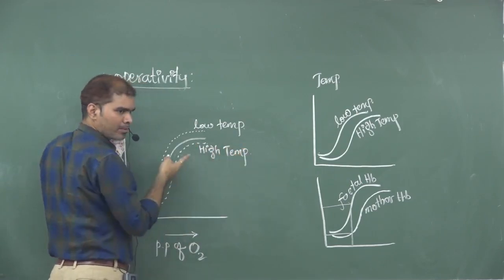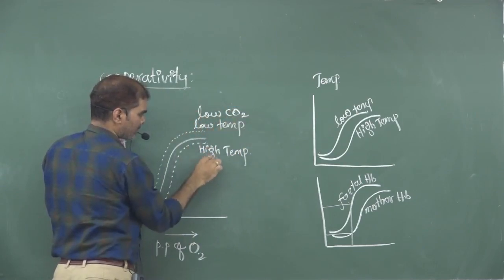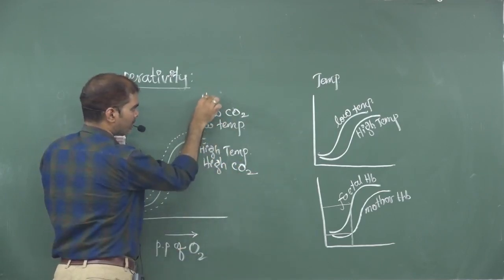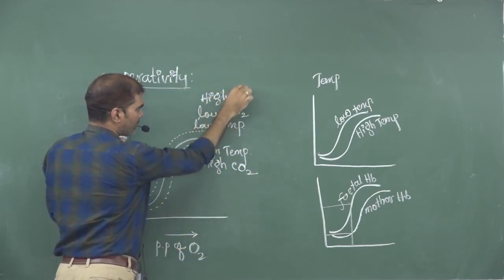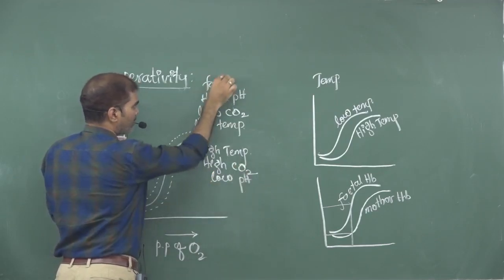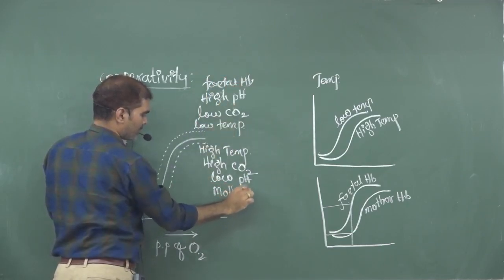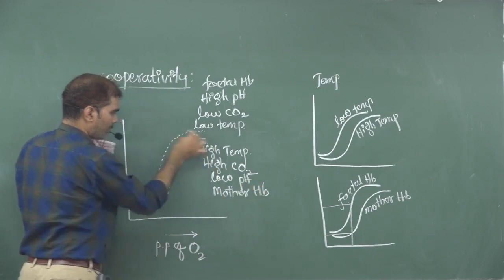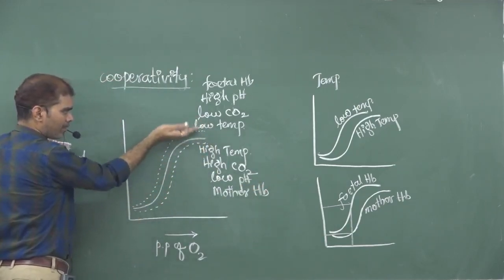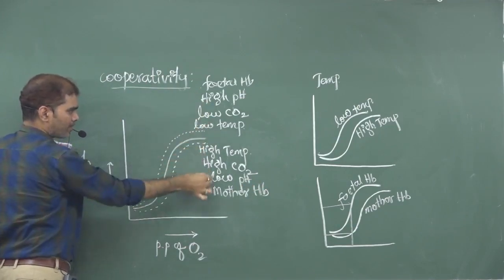Low CO2 above, high CO2 below, high pH above, low pH below, and fetal hemoglobin above, mother hemoglobin below. A conclusive curve for all the four. If this is my ideal curve, if I decrease temperature, the curve will go above. If I increase temperature, it will come below. So altogether 1, 2, 3, 4 factors in a single curve.